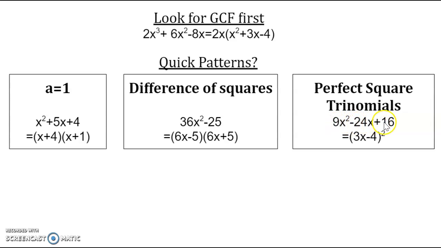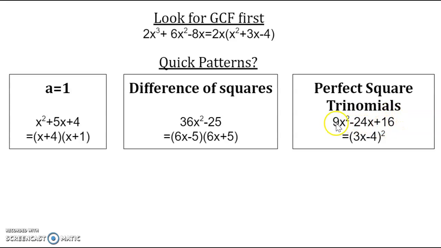That's where you have three terms, but the first term is a perfect square and the last term is a perfect square, and they're both positive, okay? And the middle term is double the square root of the first term multiplied by the square root of the last term.